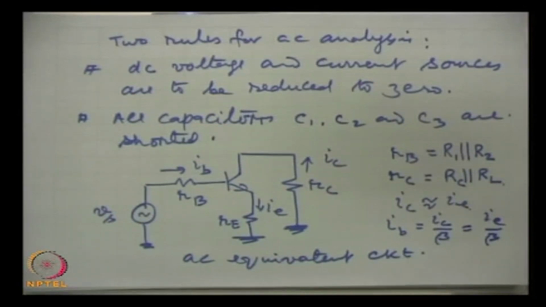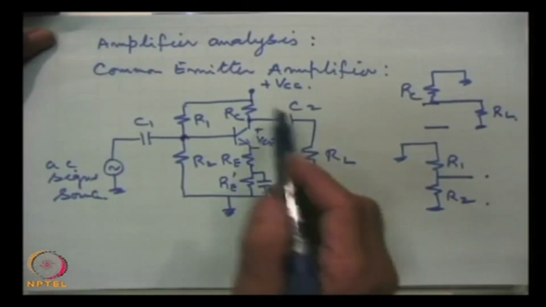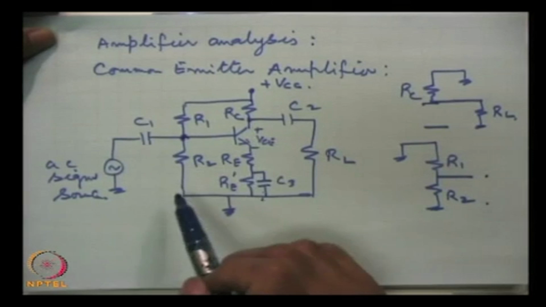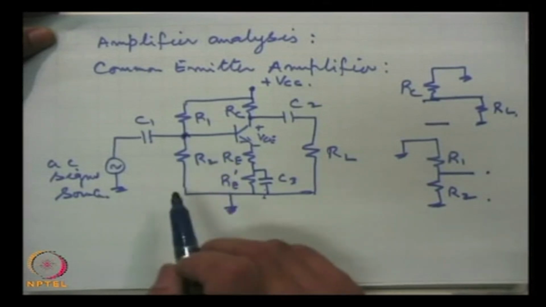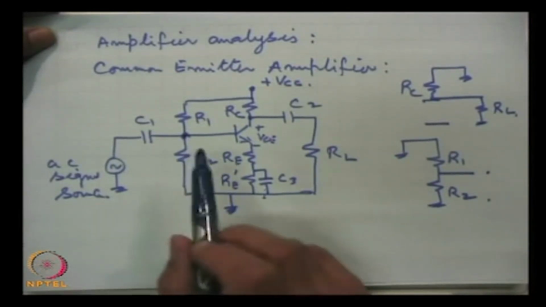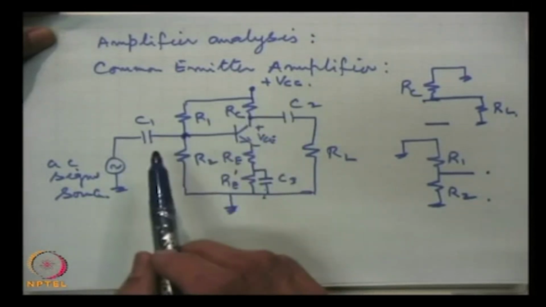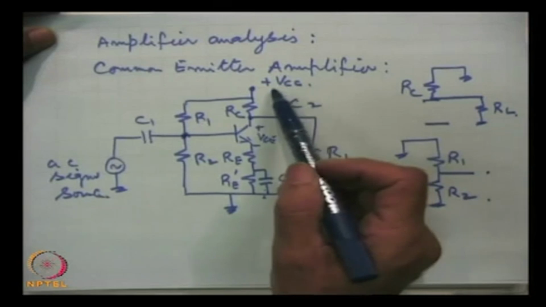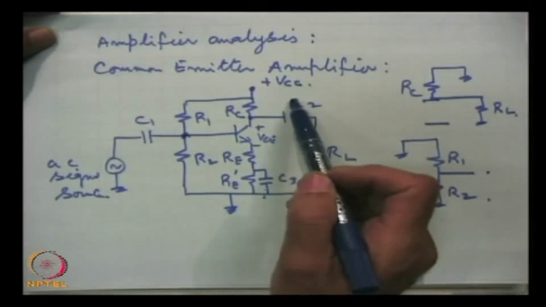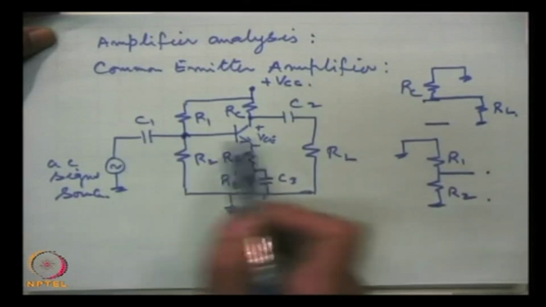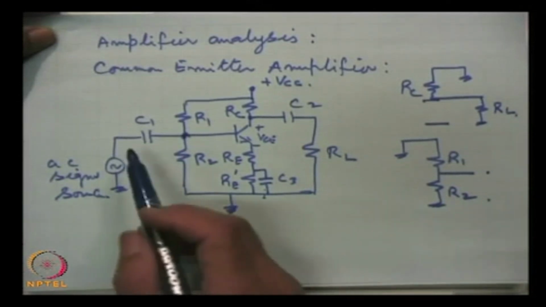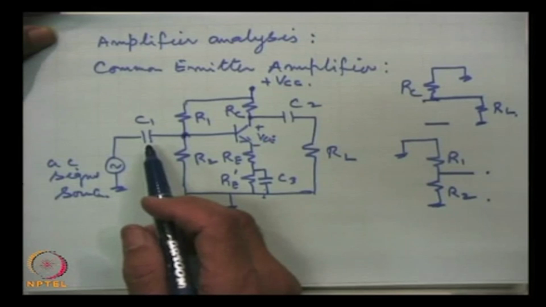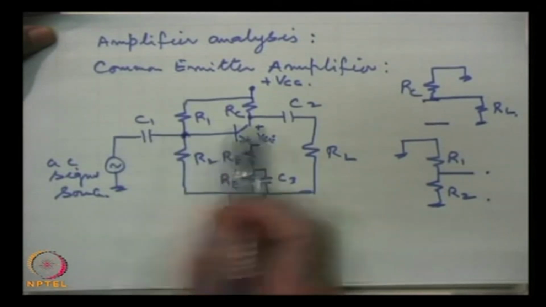So, I hope things are clear. Let me recollect things. This is the actual common emitter circuit, and we are going to apply r parameter analysis for its analysis. Now, the rules are that DC current and voltage sources are reduced to 0. This is the DC voltage source, so we ground it for AC analysis, and these capacitors are shorted. We take them of appropriate value, so that they offer negligible impedance as compared to other impedances in the circuit, and hence they are shorted.